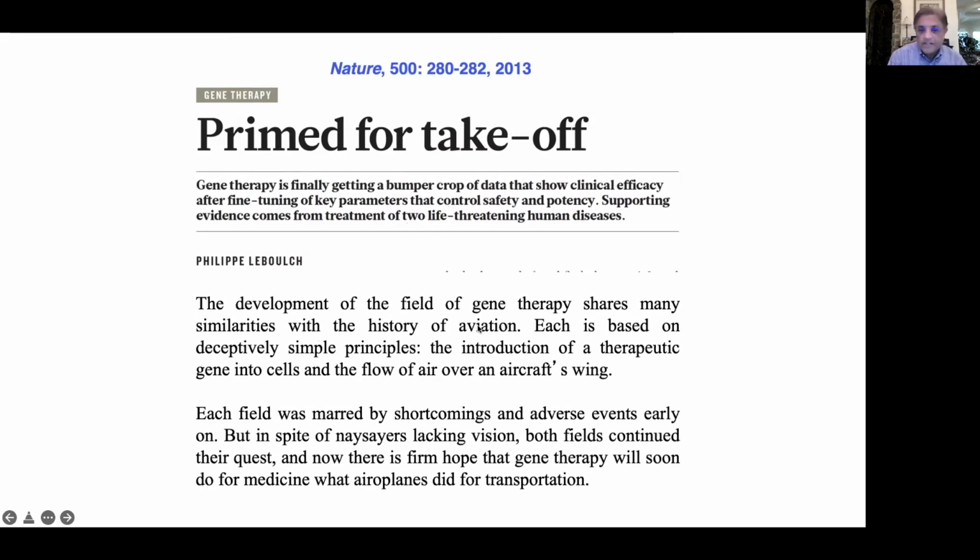the history of aviation. Each is based on deceptively simple principles: the introduction of a therapeutic gene into cells and the flow of air over an aircraft wing. Each field was marred by shortcomings and adverse events early on, but in spite of naysayers lacking vision, both fields continued their quest, and now there is firm hope that gene therapy will soon do for medicine what airplanes did for transportation. So again, please keep this in mind, that this is still at a very early stage.